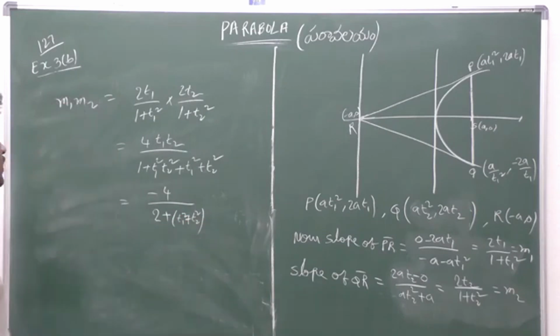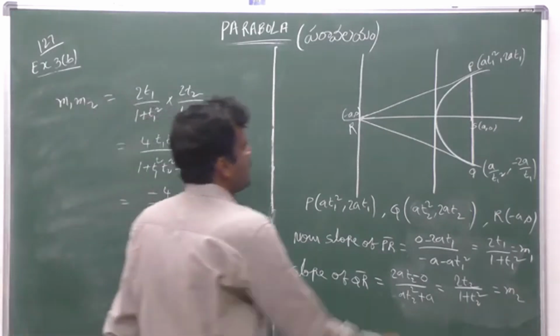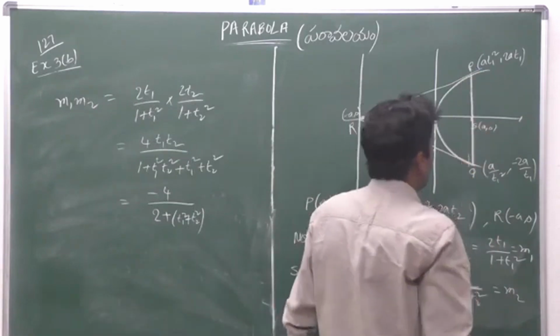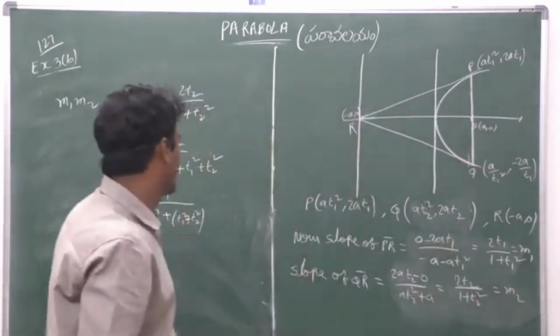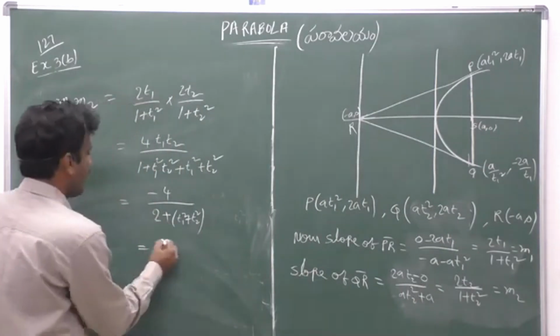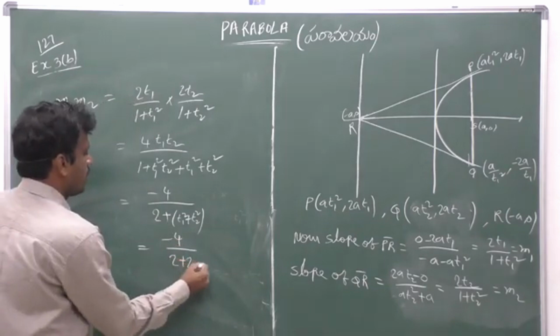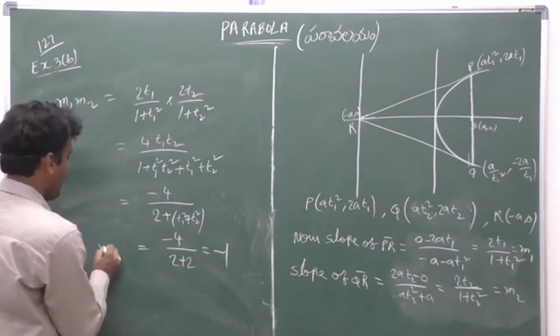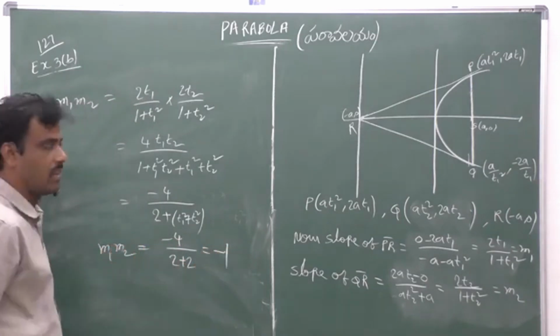t1 square plus t2 square equals 4 because it is a focal chord. t1 t2 equals minus 1. t1 square t2 square equals t1 square plus t2 square equals 2, that is minus 4 by 2 plus 2, that is minus 1. Slopes m1 m2 equal to minus 1.